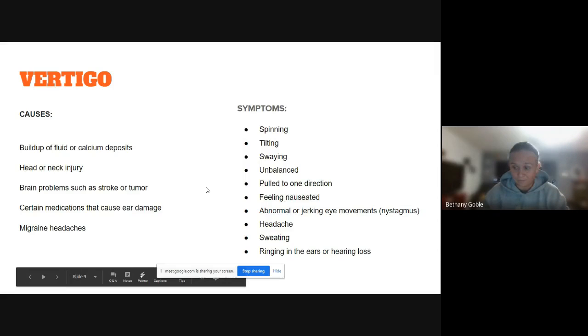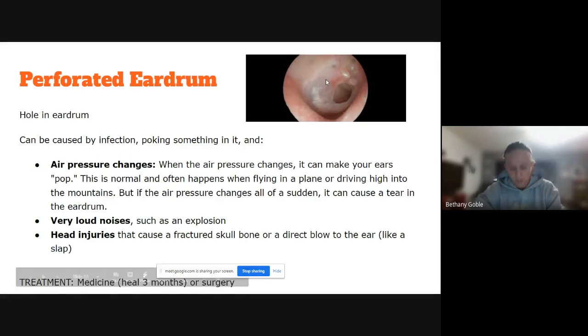All right. The next one, here we go. Let's talk about the perforated eardrum. So you see this picture up here? That is your actual eardrum. It's a thin, stretched piece of skin. As you can see, there's a hole in it. Now this looks like a really, really big hole. Think this is microscopic. It could be a pinprick of a hole, right?